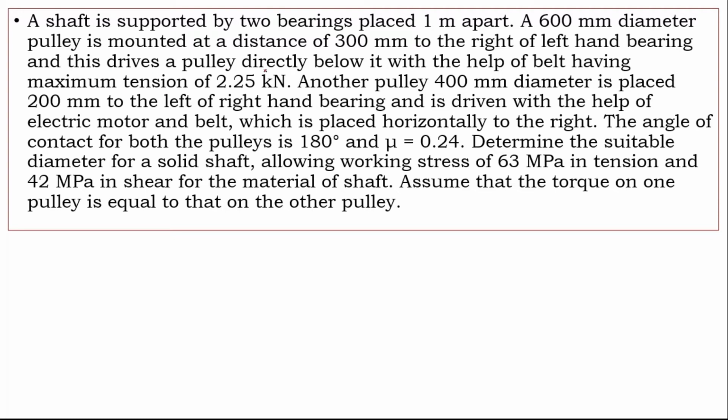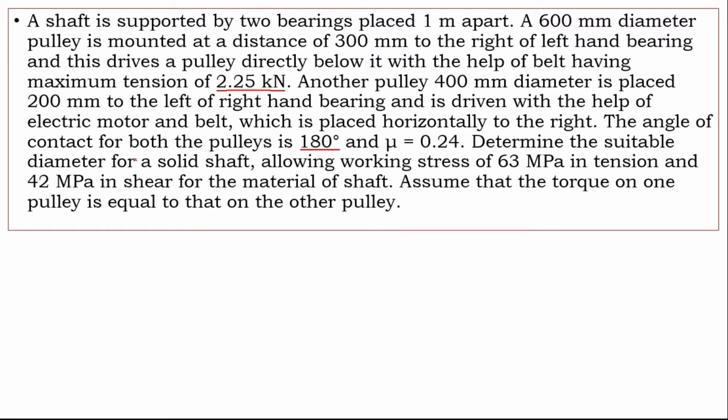and this drives a pulley directly below it with the help of the belt having the maximum tension of 2.25 kN. Another pulley that is 400 mm diameter is placed 200 mm to the left of right hand bearing, and it is driven with the help of the electric motor and belt, which is placed horizontally to the right. The angle of contact between these two pulleys is 180 degree, and the mu, that is coefficient of friction between belt and the pulley, is 0.24.